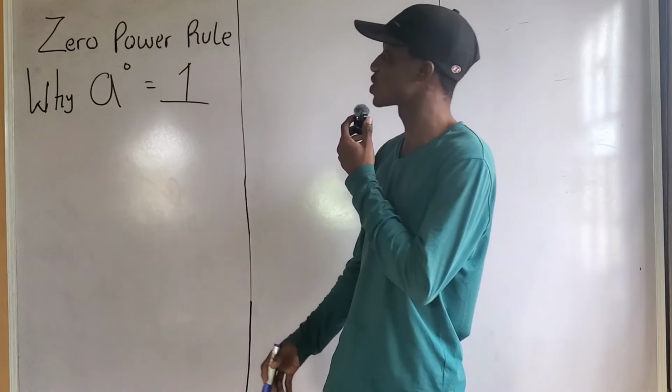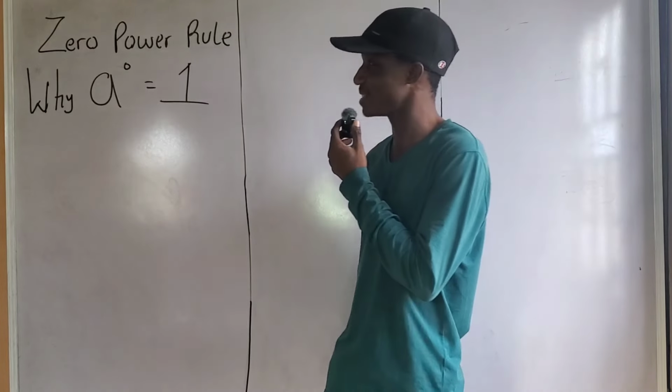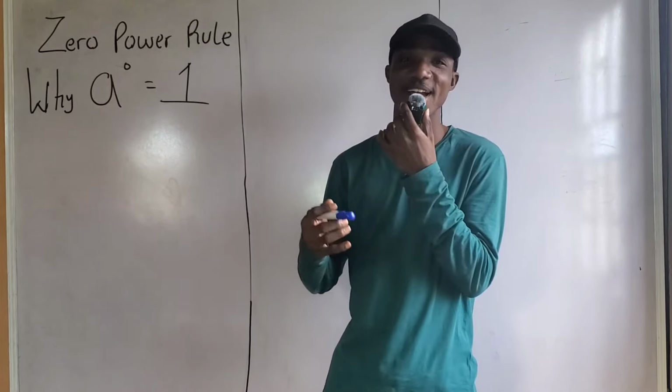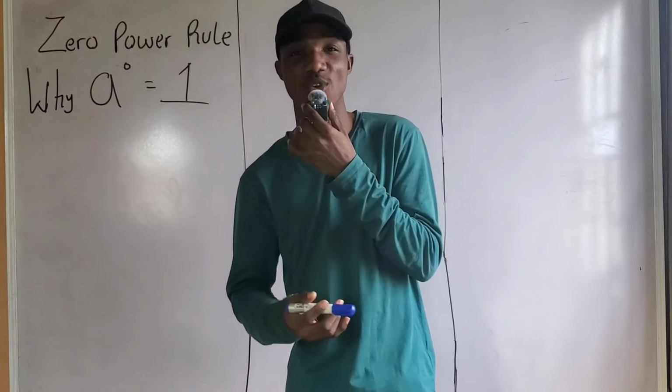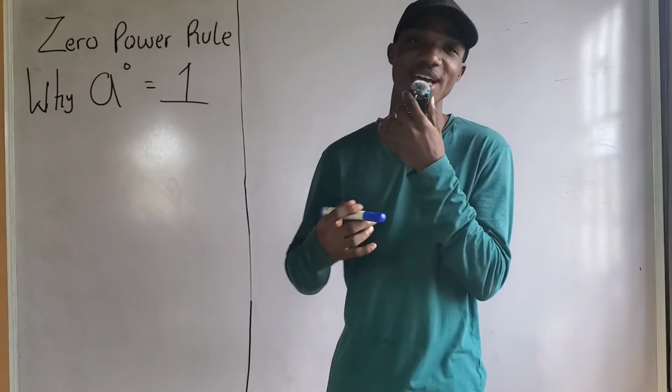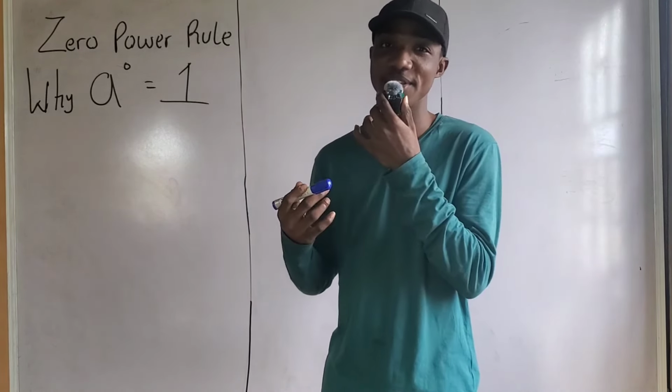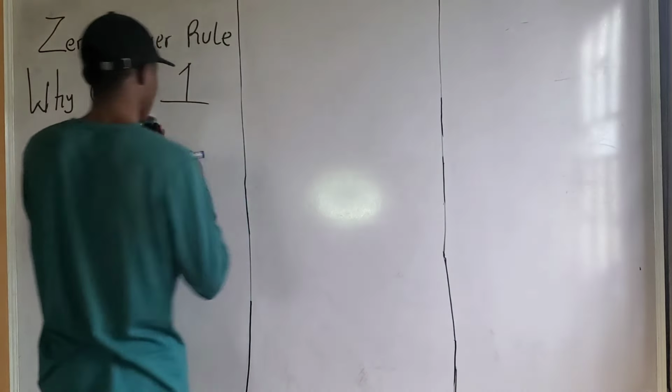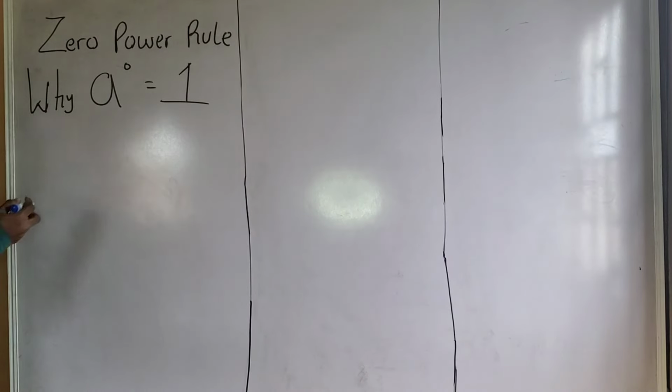Hello, today we want to discuss an important rule in mathematics. Why is it that anytime we raise a number to the power of 0, we always have 1, no matter how large or small the number is? For example, I know you will have come across something like this inside your textbook.